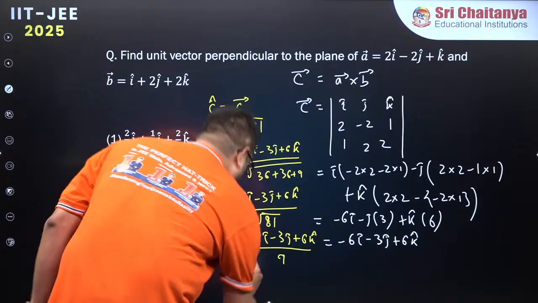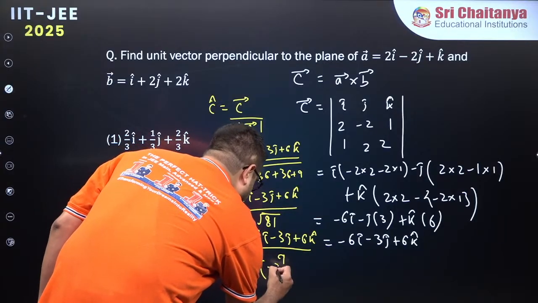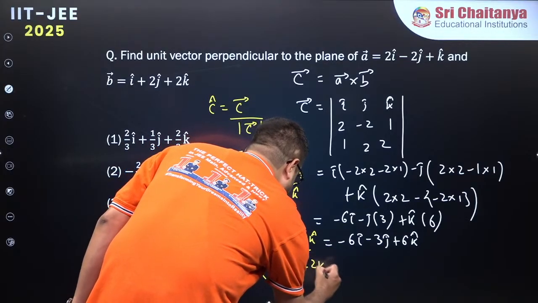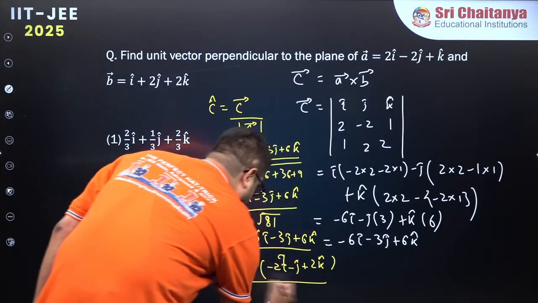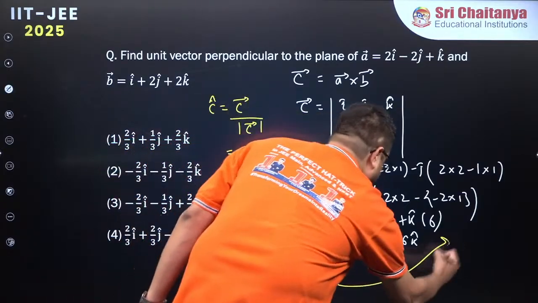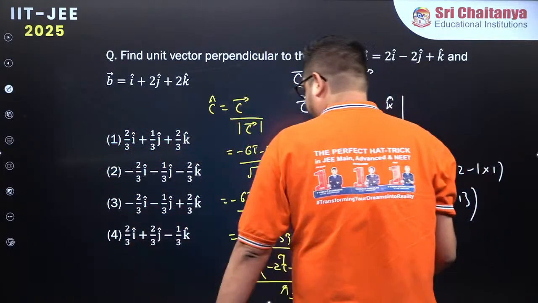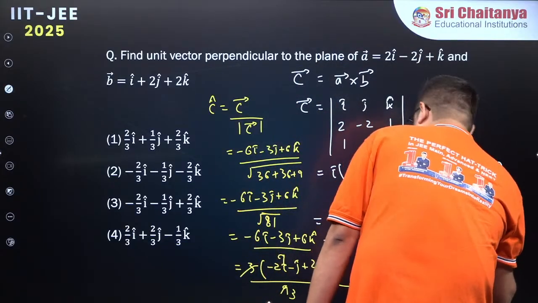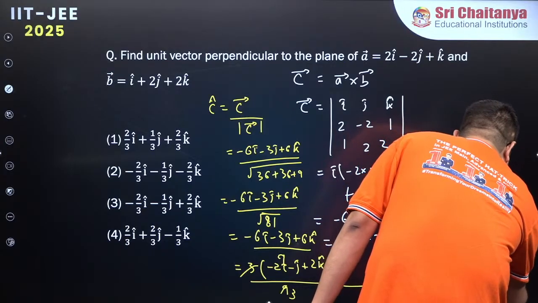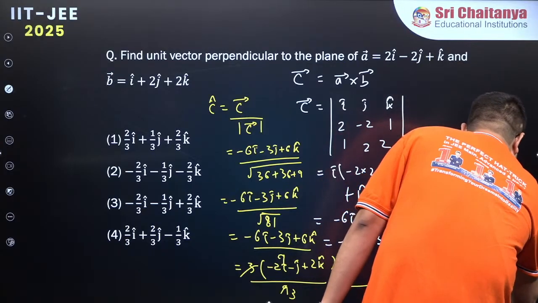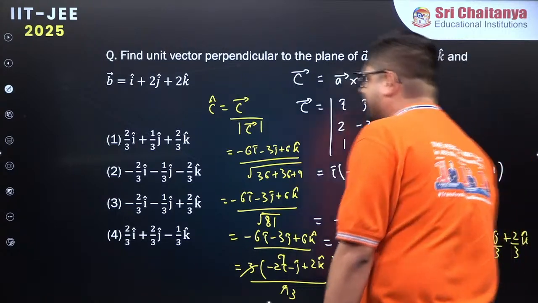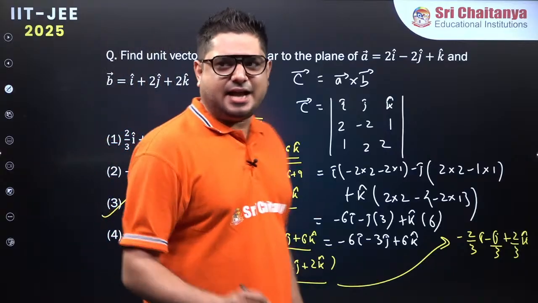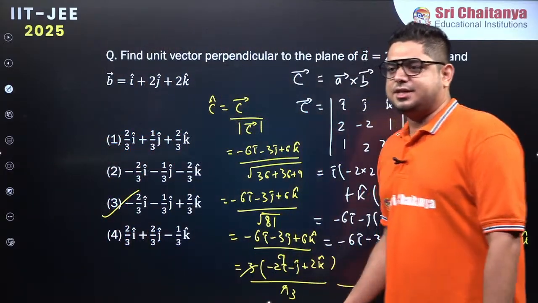Write it down over there in the chat box. If I take 3 as common, that is minus 2 i cap minus j cap plus 2 k cap divided by 9. 3 times 3 is 9. So what I will be getting? I will be getting the answer as minus 2 by 3 i cap minus j cap by 3 and finally plus 2 by 3 k cap. So which option do you think is the right one? Option 3, right? We are getting option 3 as our correct answer to this given list of options.